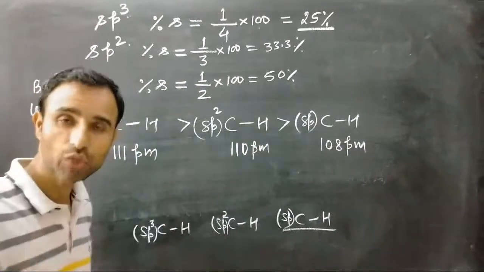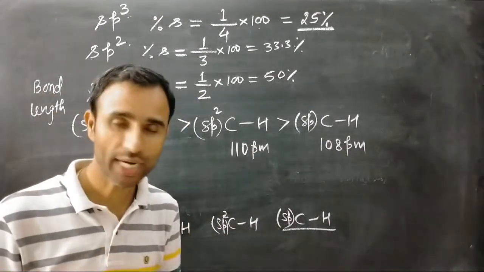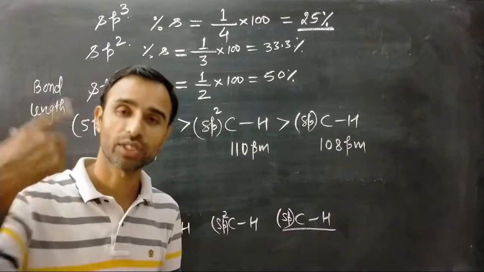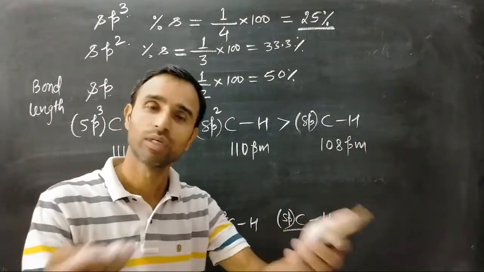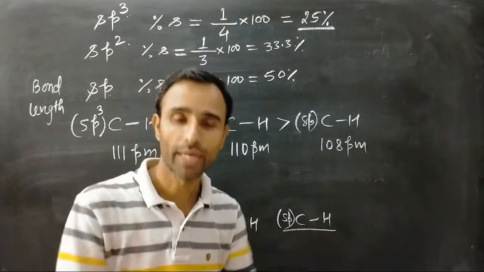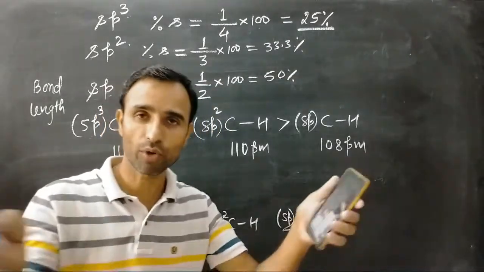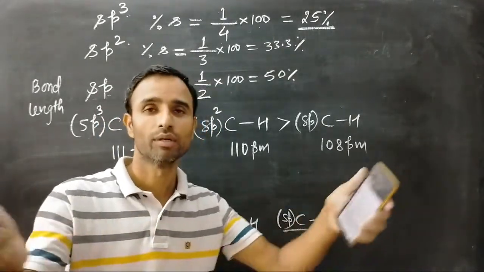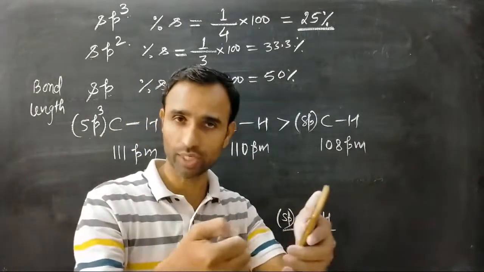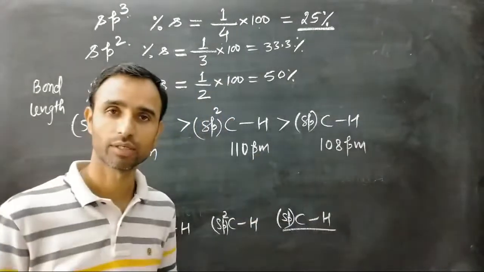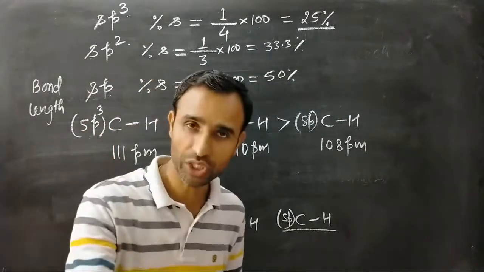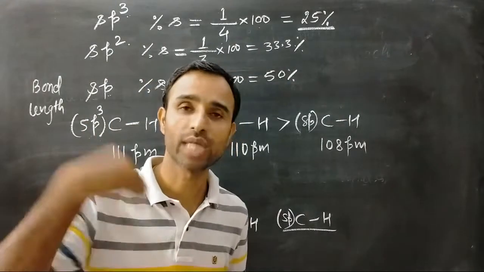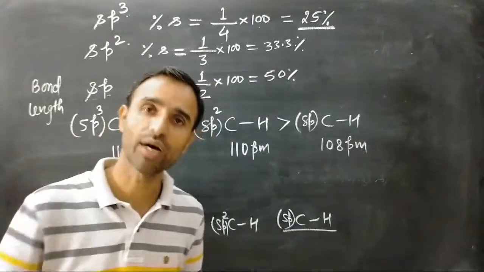There are 3 factors. First, size of the atom: larger size, large bond length; smaller size, small bond length. Multiplicity of the bond: the more the number of bonds between 2 atoms, the closer they are to each other, so bond length is smallest. Okay, and third is hybridization. The more the s character, the smaller the bond length. Bond angle.